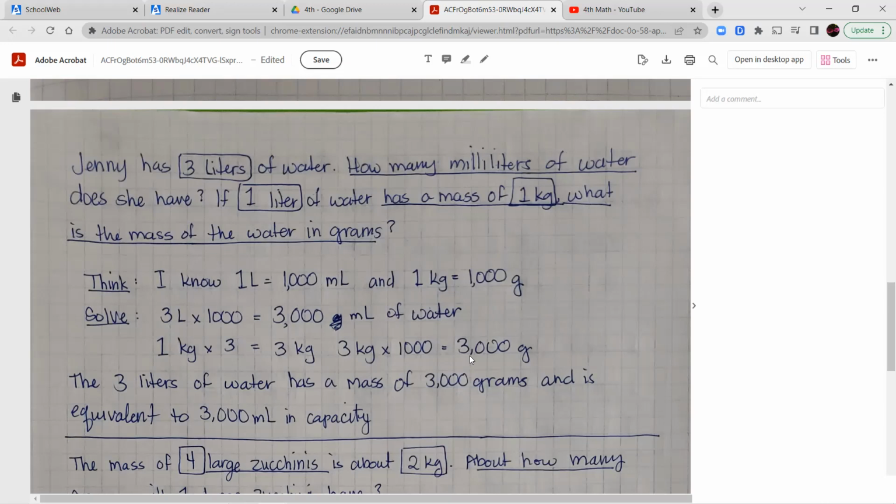I know that 1 kilogram is equal to 1,000 grams. So if she has 3 liters of water and each liter weighs about 1 kilogram, I need to do 1 kilogram times 3. I find out that that has a mass of 3 kilograms. Then I can change the 3 kilograms into grams by multiplying by 1,000. So 3 times 1,000 will give me 3,000 grams. So her water is going to be 3,000 grams, and it's going to be 3,000 milliliters of water.